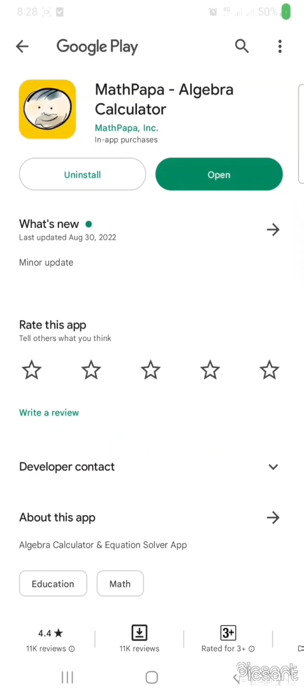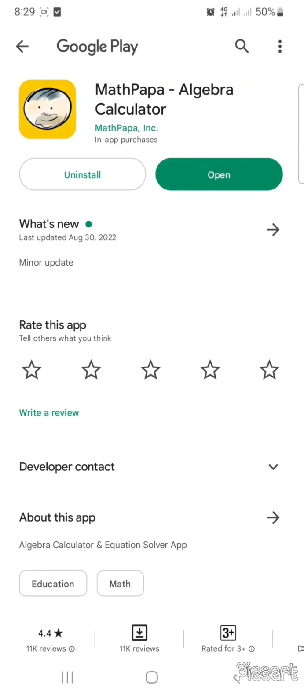In this video, we will be exploring a math application teachers and students can use in their class or lesson. So, I introduce to you the MathPapa application. You can simply go to Google Play and search for MathPapa. This is an algebra calculator and equation solver application.